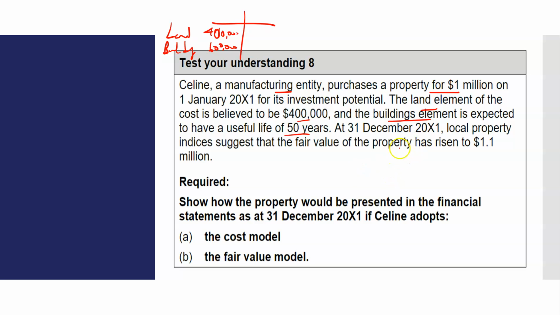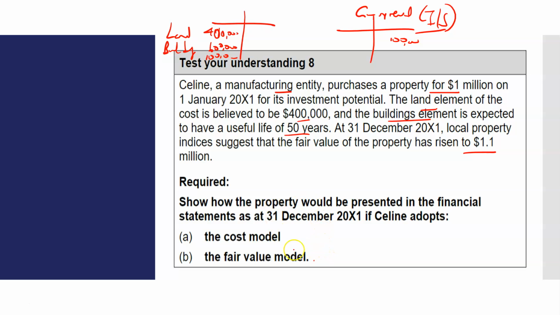They also tell us that on the 31st of December, the fair value has gone up to 1.1 million. First of all, I'm going to do the fair value model. If I'm doing the fair value model, I leave things as they are, and year on year, I just adjust for the revaluation. So I will have a gain on revaluation, as it has increased to 1.1 million, so I just add another 100,000. This goes in my income statement, my profit or loss account. It's like I'm just trading this and waiting to sell it. It's an active market.